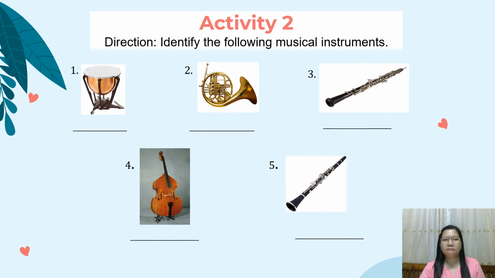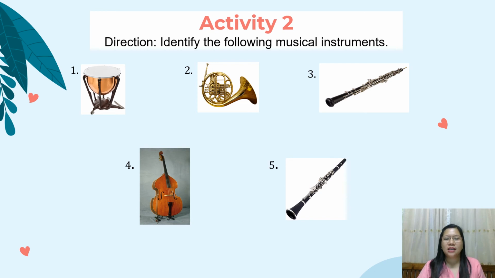Time is up. Okay, class. Let us check if your answers are correct. Number 1. If your answer is timpani, you are correct. Number 2. Very good. This is a French horn. Number 3. Excellent. This is an oboe. Number 4. Very good. This is a double bass. And number 5. All right. This is a clarinet.